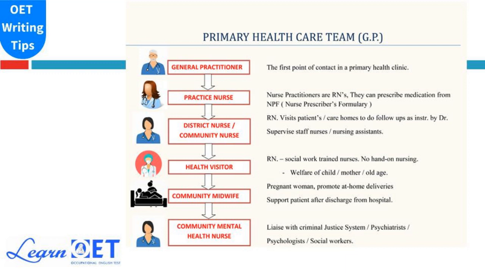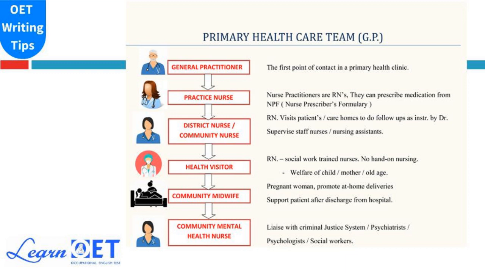And they will do follow-ups as instructed by the GP. If the GP, the doctor, wants to do a follow-up for a patient, they will send the community nurse to the patient's house to do the follow-up. These community nurses or district nurses will supervise the staff nurses who are working under them in the primary health center or clinic. The other staff nurses and nursing assistants working in the primary health center are supervised by the community nurse, or district nurse.